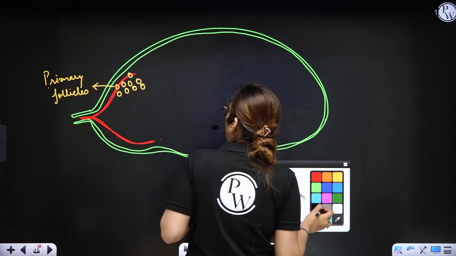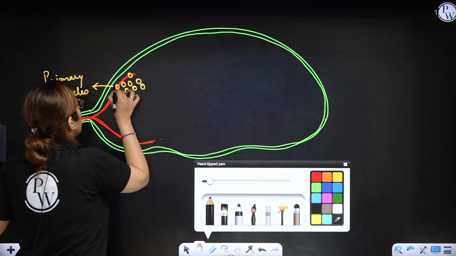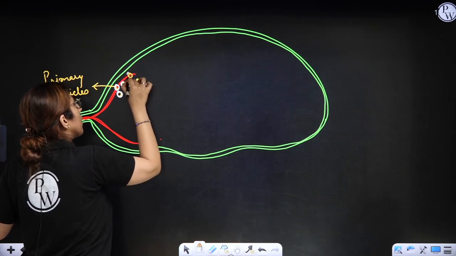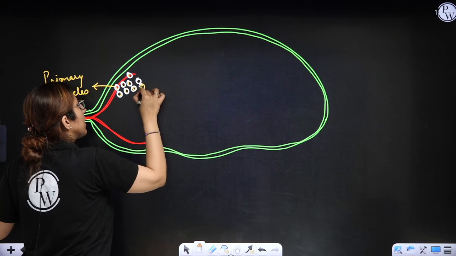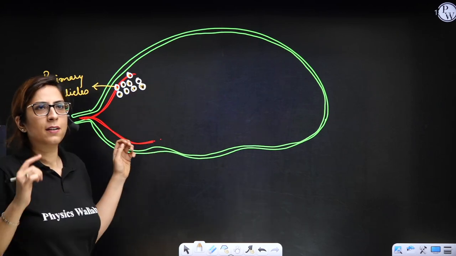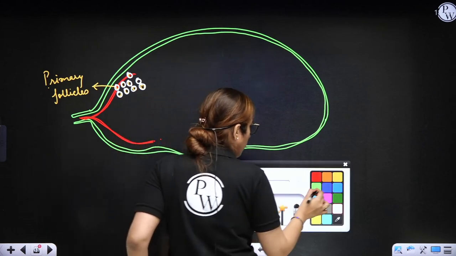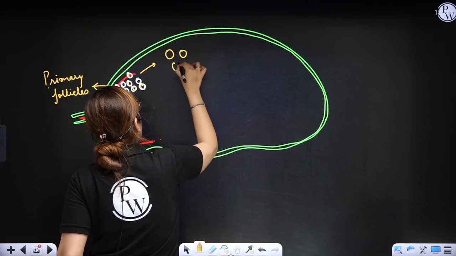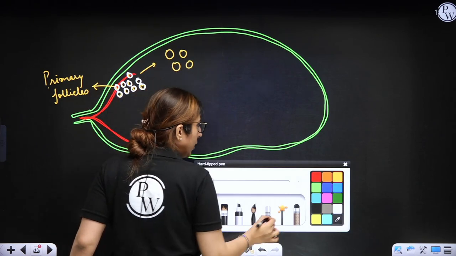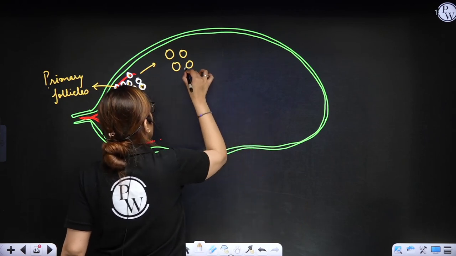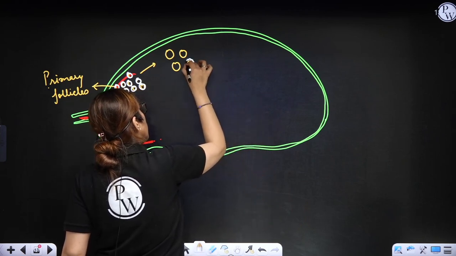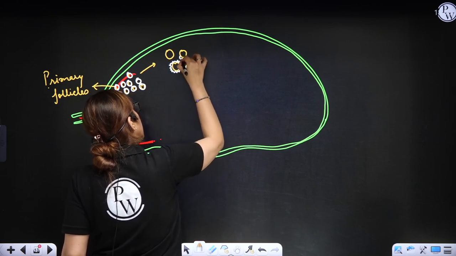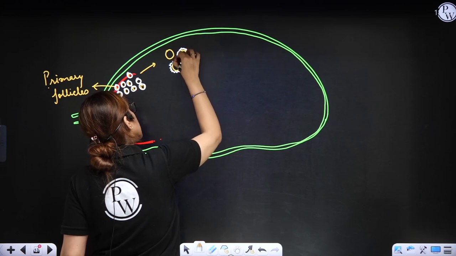If I can draw, I'll definitely draw. So they have a layer of follicular cells around it. In white, I'm making some follicular cells. Clear? Now, let's move on further. Here, these form the secondary follicles. Secondary follicles have more follicular cells around them. I'll make them big. They have 3 to 5 layers of follicular cells, so that we call it secondary follicles.